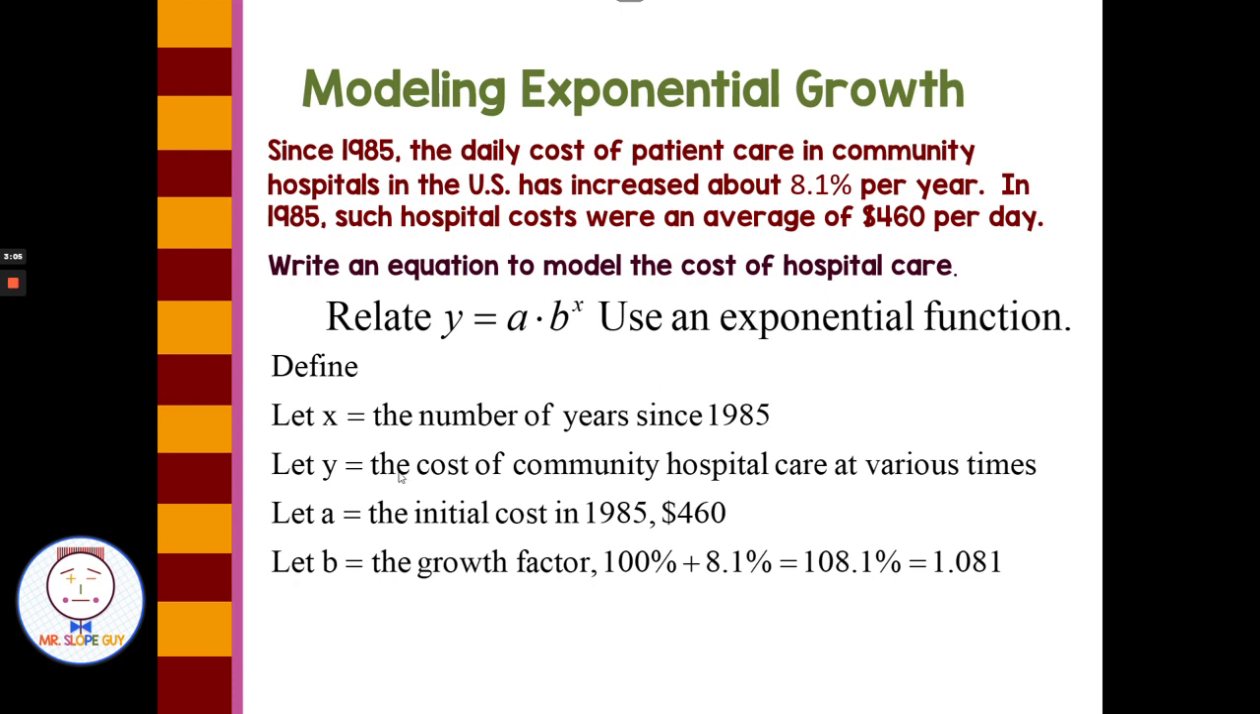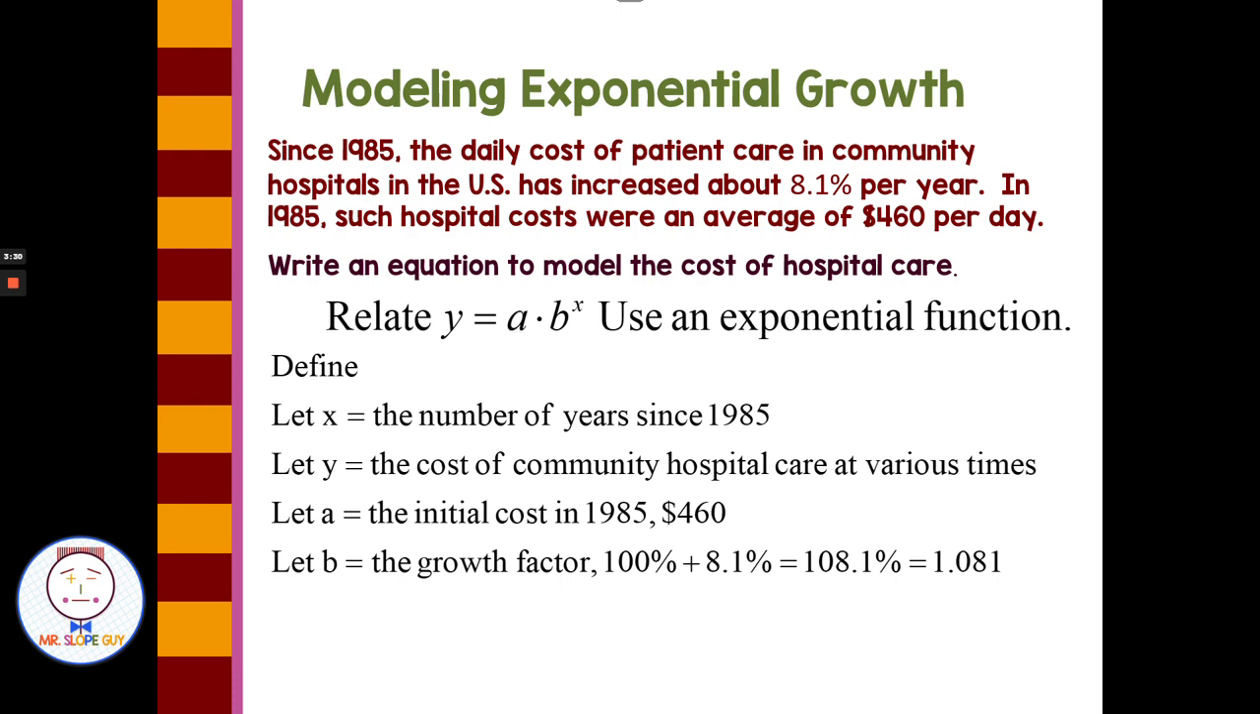And the y is going to be the cost of community care at various times. So x will be the number of years since 1985. The y coming out of the equation is our cost of care after 1985 for each year amount. A is the initial cost in 1985. So the a value, or our beginning amount, is the $460.